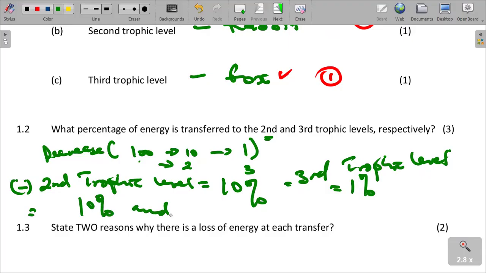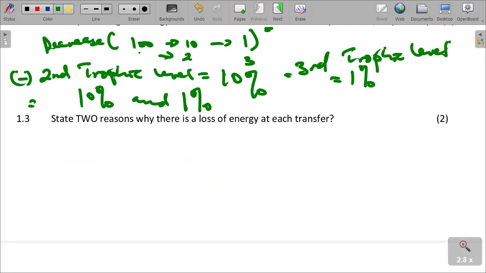So in simple terms, our answer is that we can say 10% and 1%. That is according to the second and the third trophic level, we are seeing 10% and also 1%. It was 100 kilojoules and then it went to 10. From 10, it went to 1. So on average, we are saying there is a 10% energy transfer from the first to the second. And then obviously, as we can see there, it goes from 10 to 1.